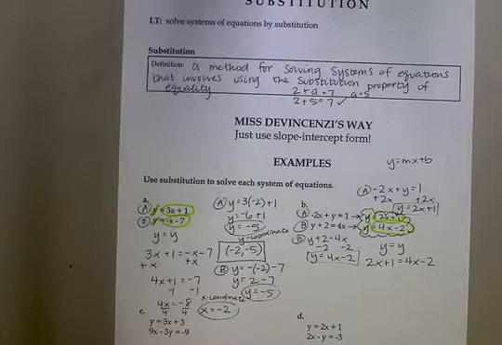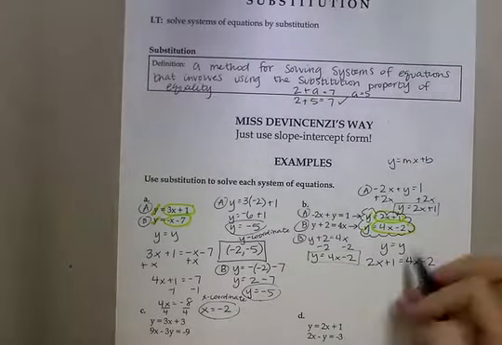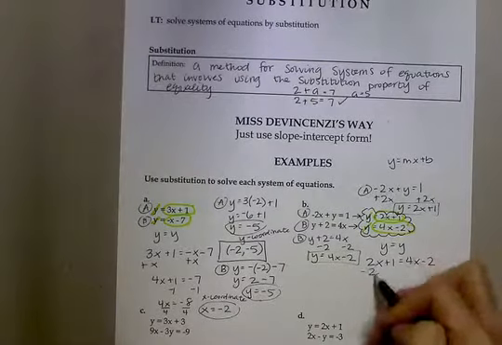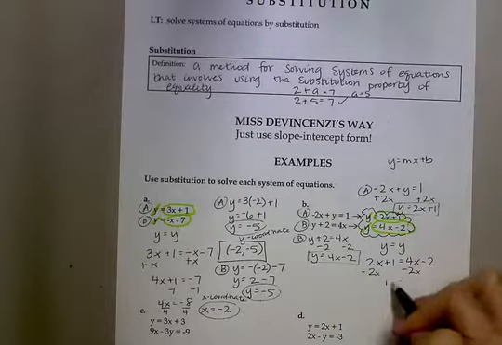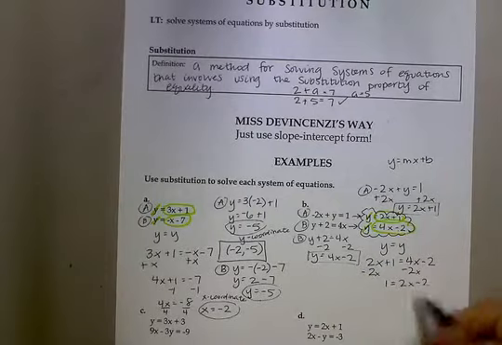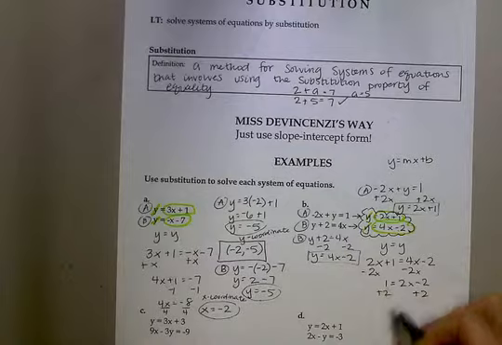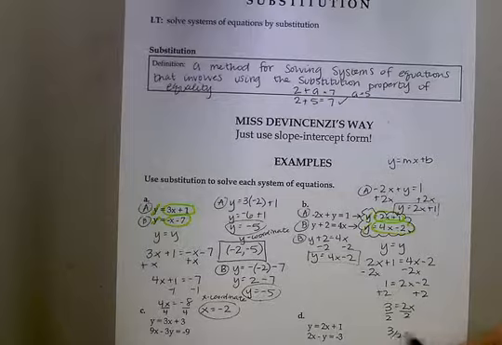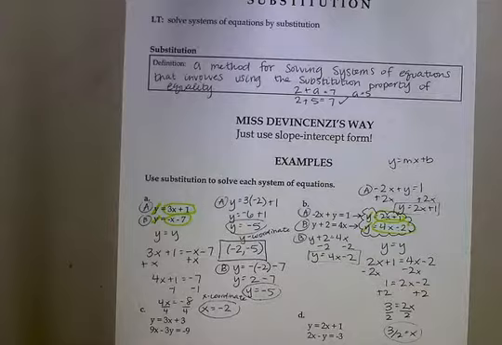Now it's a single variable equation. We know how to solve this. Let's take 2x from both sides. Let's add our 2 on both sides. Divide through by 2. We end up with 3/2 equals x. So our x-coordinate is going to be 3/2.